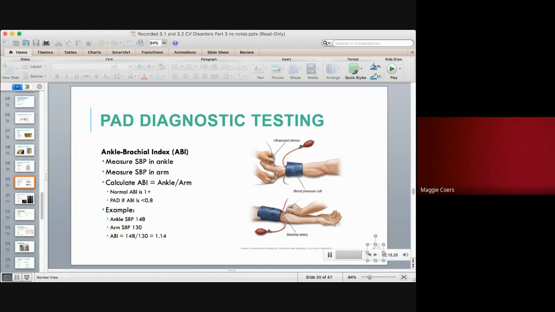A drawback of the ABI is that this reading doesn't tell us where the occlusion is in the leg. It tells us we have an occlusion, but it doesn't tell us where. So then we need to move on and do some more conclusive testing.